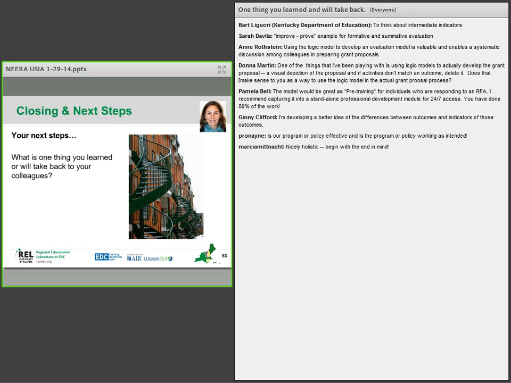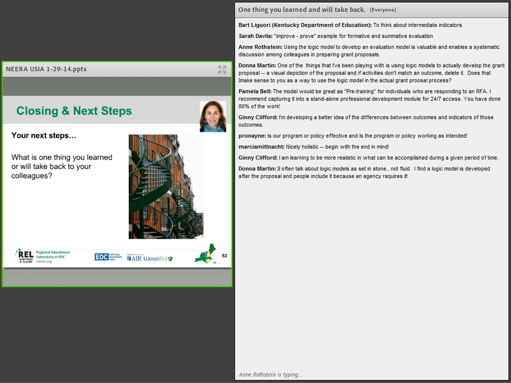The model would be great as pre-training for individuals who are responding to an RFA. I recommend capturing it into a standalone professional development module. Yeah, so Pam, one thing we should say is that the logic model piece of this is a separate workshop that is developed and is accessible on our website. If you'd like to, you can basically walk through the entire workshop on your own. We're also in the process of building both workshops as a published product on the IES website, and that will come sometime, I imagine, in 2014.